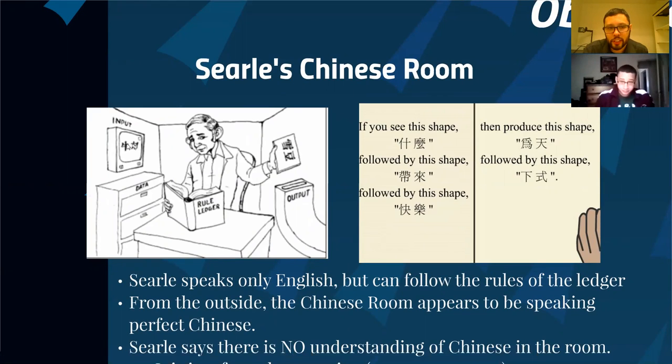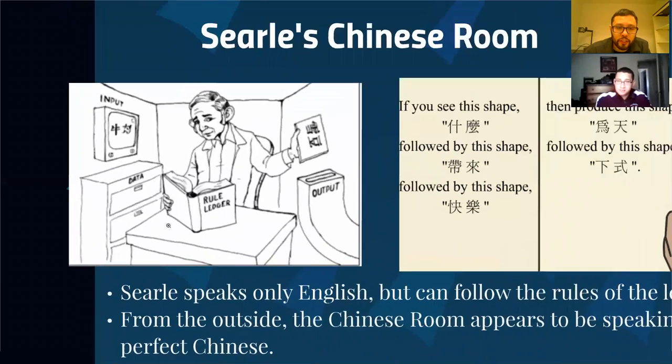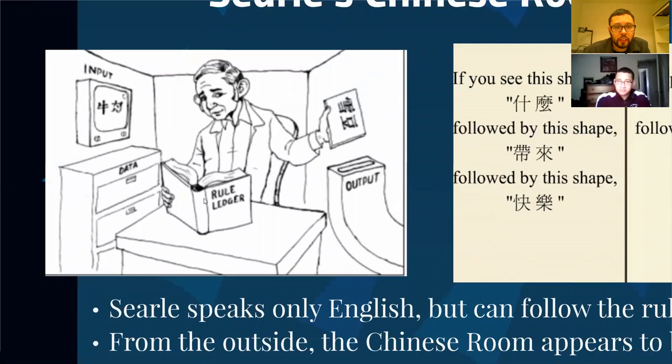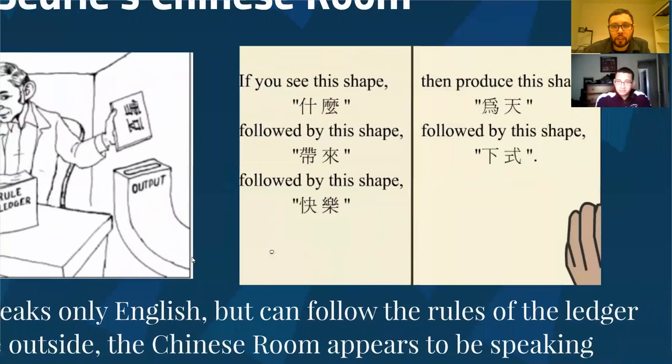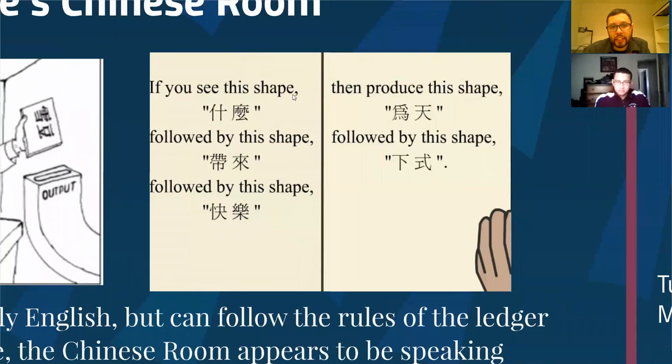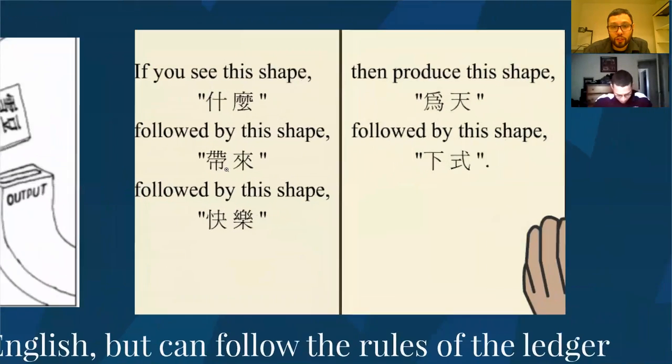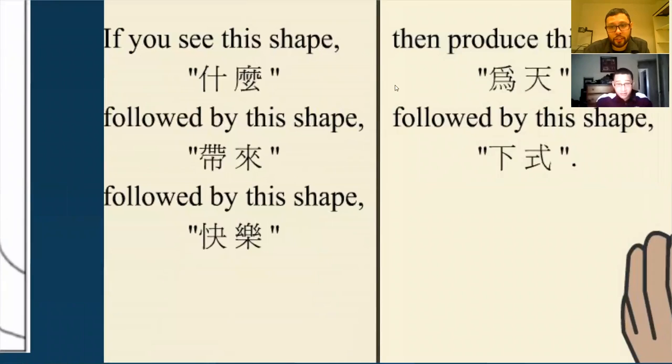In the Chinese Room thought experiment, you get inputs. So here's Searle in this room. Searle speaks English. He speaks German and French a little bit, but he doesn't know anything about Chinese. He doesn't speak a word of Chinese. He can't recognize any Chinese characters. But he's in this room, and this room has a couple of resources. In particular, it has this little rule book. What the rule book tells you are rules that look like this. The rules are written in English. If you see this shape, followed by this shape, followed by this shape, then produce this shape, followed by this shape. The rules are written in English, so because Searle can speak English, Searle can follow these rules.